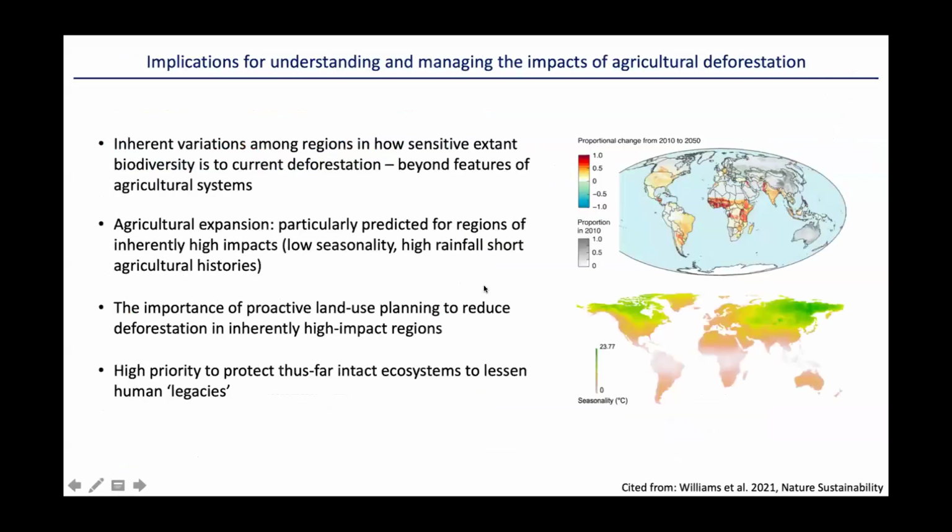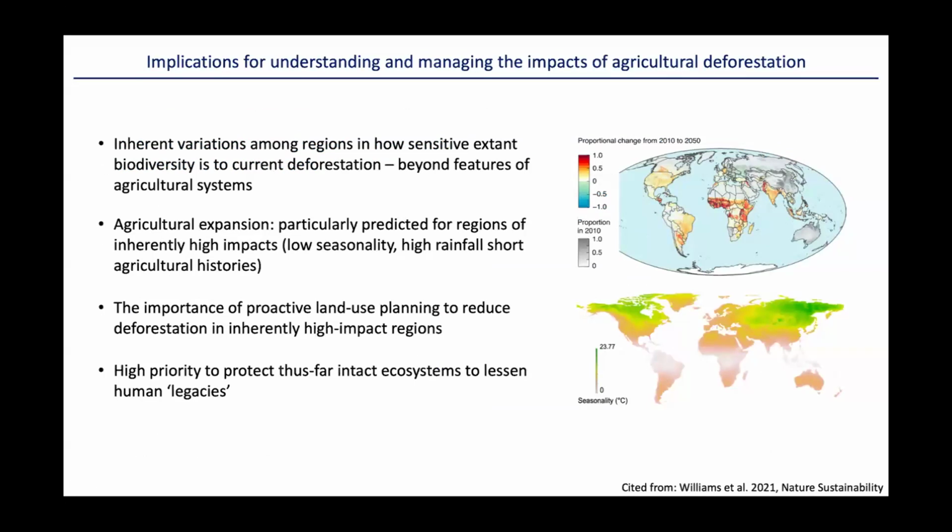So with these analyses, what we can conclude now is that in addition to the features of the agricultural landscape, or the agricultural systems, we found inherent variations among the world's regions in terms of how sensitive extant biodiversity is to current deforestation. And this is beyond features of the agricultural systems per se.